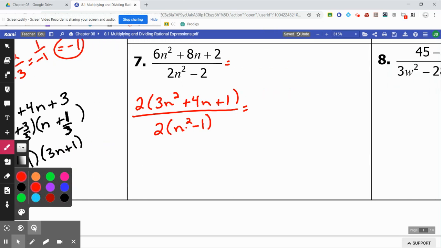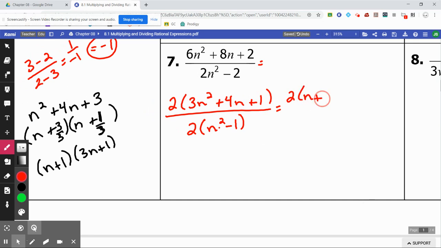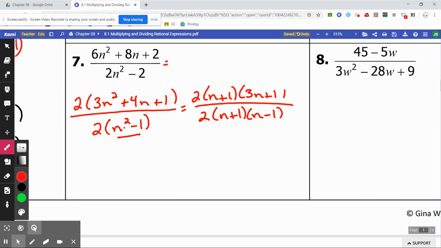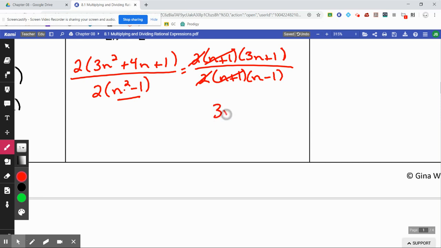So now let's rewrite this. You have a 2, an n plus 1, and a 3n plus 1. On bottom, you have a 2, and then this is difference of squares, factors into an n plus 1 and an n minus 1. Look at your monomials first. The 2 completely cancels with 2. The n plus 1 completely cancels with n plus 1, and it leaves you for a final answer of 3n plus 1 over n minus 1.